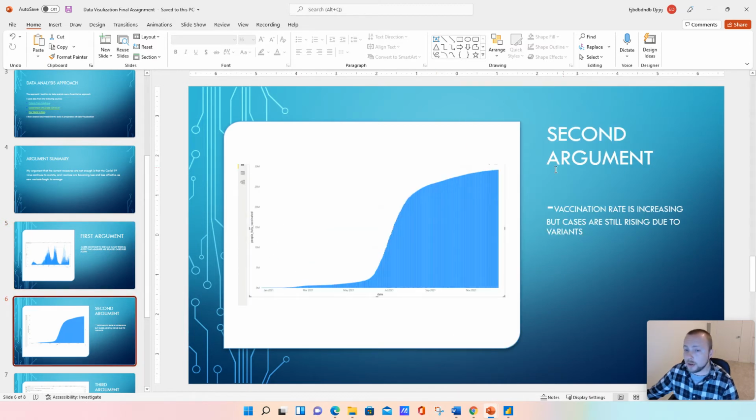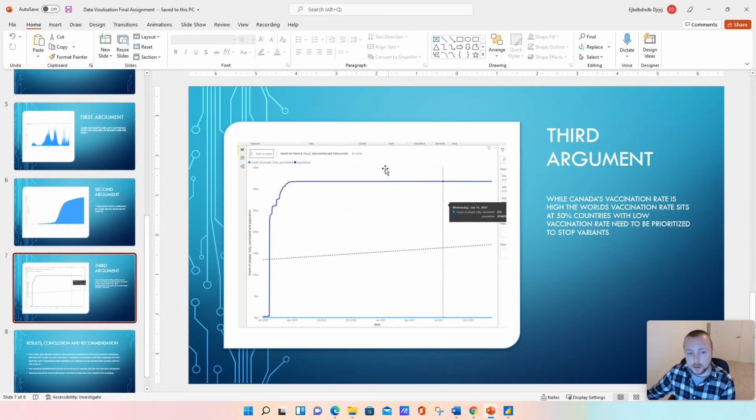The second argument is that even though we have a very high vaccination rate in Canada, the cases are not ending, and this is because of the new variants. So even if we continue with the vaccination rate and try for herd immunity, there's still going to be places in the world that are going to continue to spread this virus, and we won't see an end even with the vaccine measures. So we need other measures as well to completely end this pandemic.